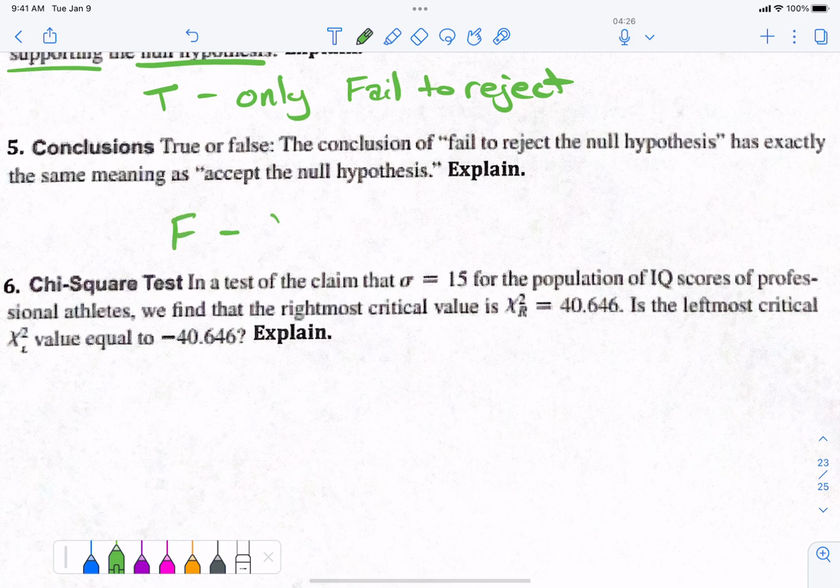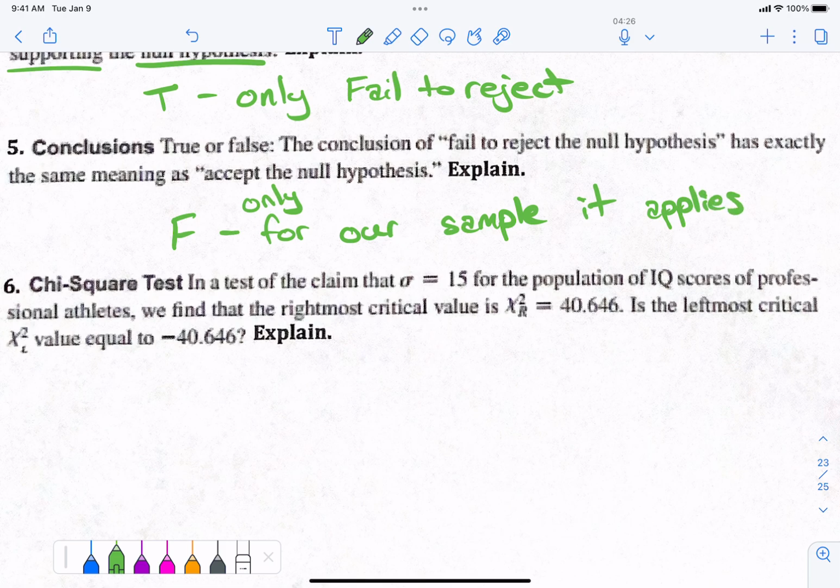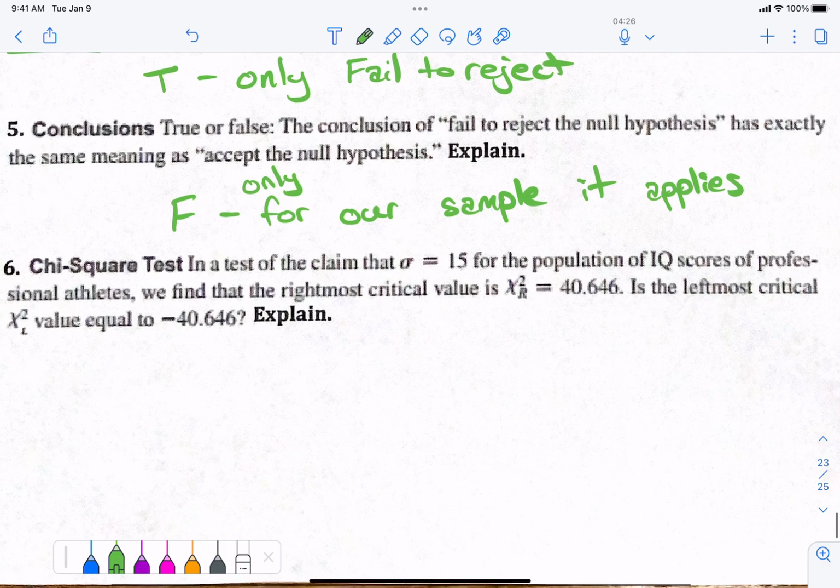Only for our sample does it apply. But it might not apply to other samples. We might not get the same conclusion if we were given another sample. All right, last one, chi-square test.